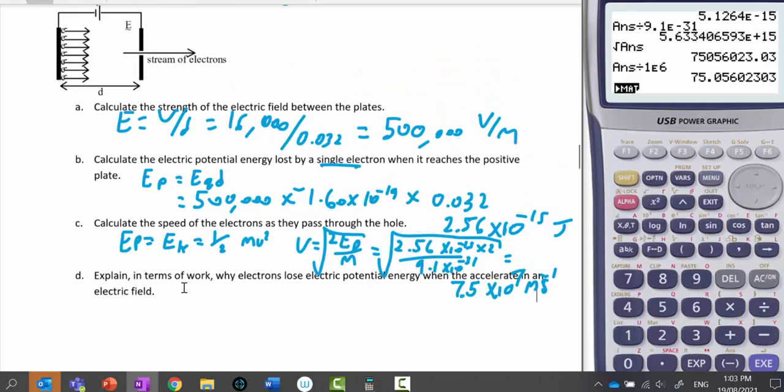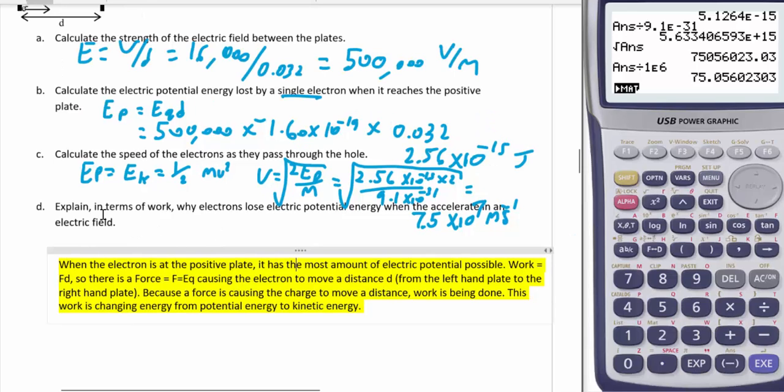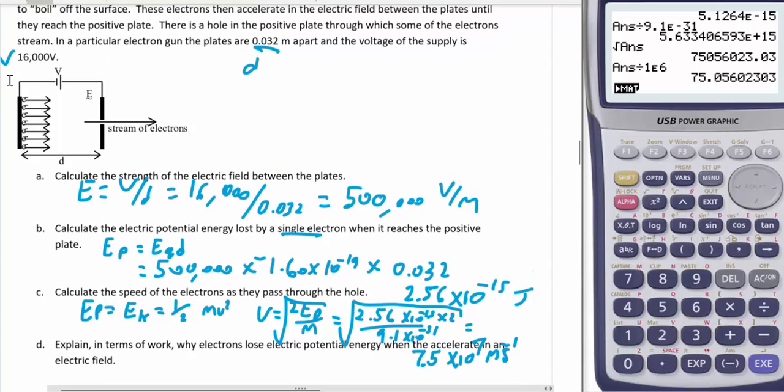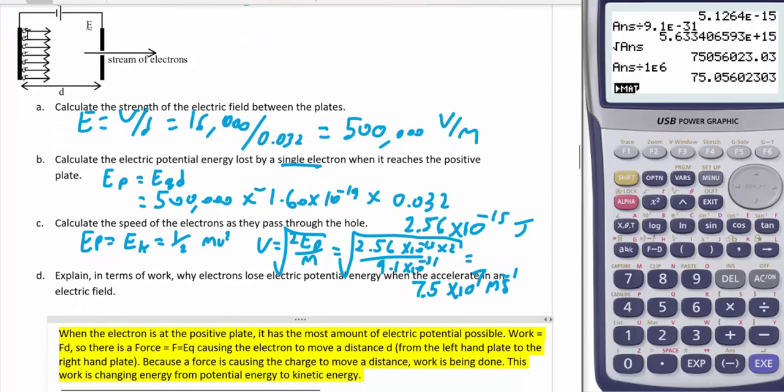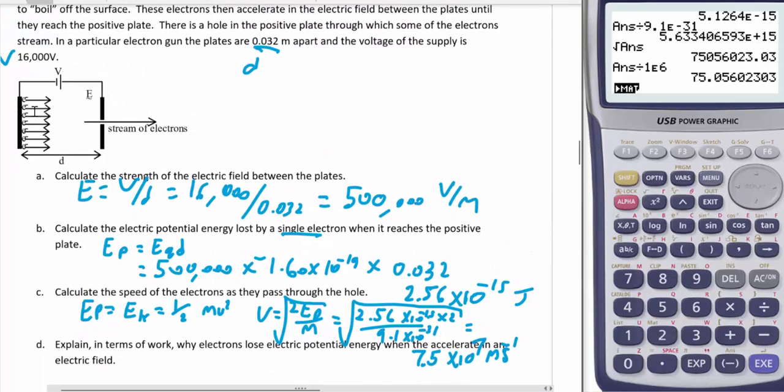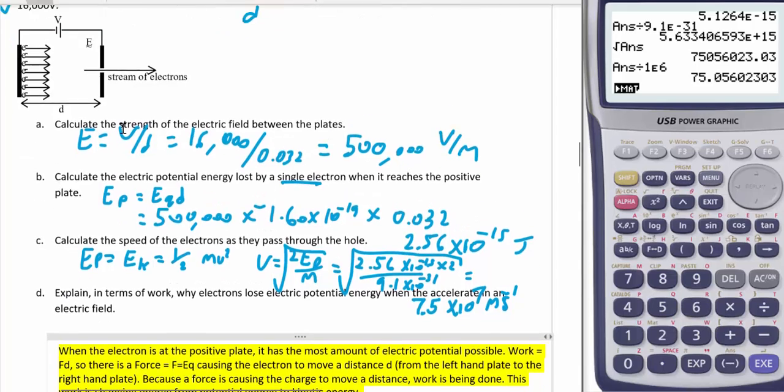So for D, explain in terms of work done why electrons lose electric potential energy when they accelerate in the electric field. Explain in terms of work why electrons lose electric potential energy. Well, essentially they're losing electric potential energy because they're over here on the negative plate, and opposites attract, and so they don't like each other, or there's a force F equals EQ pulling them to the side, and so they've got the maximum amount of electric potential energy they can possibly have here, and as they come to the side, that electric potential energy has been converted to kinetic.